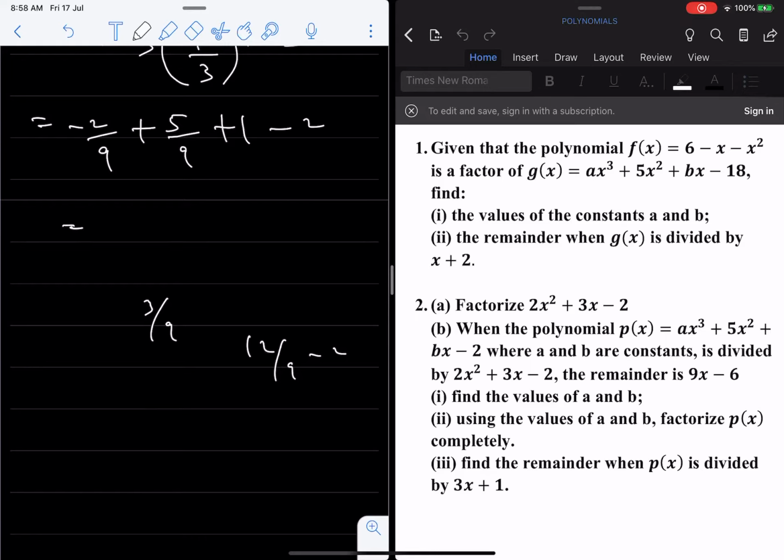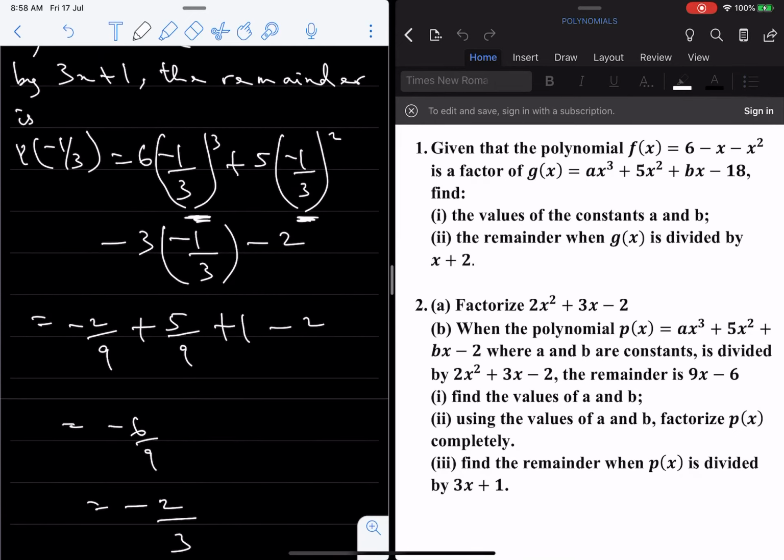And the answer is minus 6 over 9, which is clearly minus 2 over 3. Minus 2 over 9 plus 5 over 9 is 3 over 9, plus 1, that's 12 over 9. That's correct. Minus 2, that's minus 6 over 9, which is minus 2 over 3. So that's it, very, very simply.